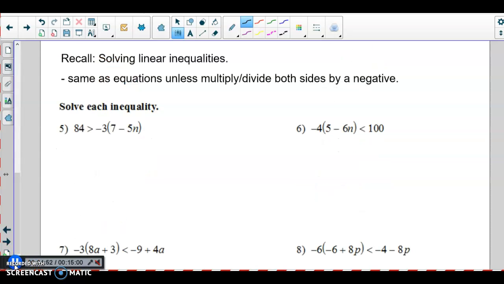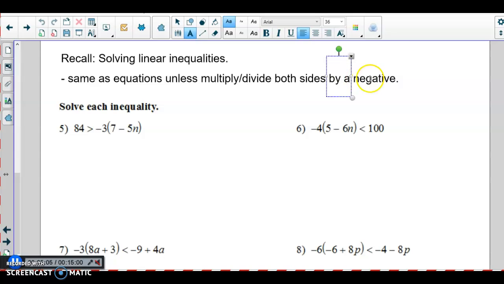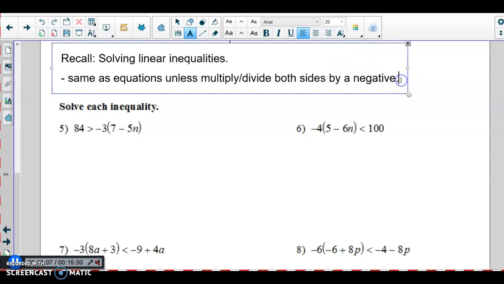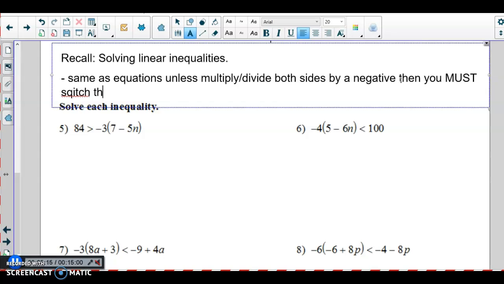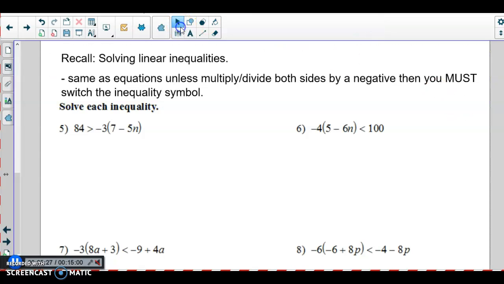All right, on to solving linear inequalities. They work the exact same as solving equations, unless you multiply or divide both sides by a negative. If that happens, what happens is you must switch the inequality. Meaning, if it was less than, you're going to switch it to greater than. If it was greater than, you switch it to less than.